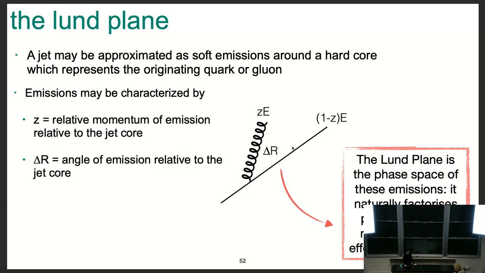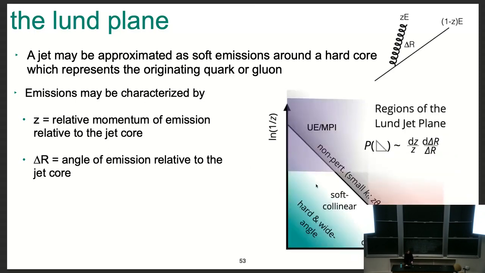One of the really nice things about this way of thinking about a jet is that it factorizes different types of emissions and different types of effects into different parts of this two-dimensional space of z and delta R. You can see a cartoon here. Obviously, reality doesn't have strict lines where each effect comes into play, but it demonstrates where different effects are going to be important. Non-perturbative effects tend to be important in the top corner of the plane. Parton shower is important in the bottom left corner.